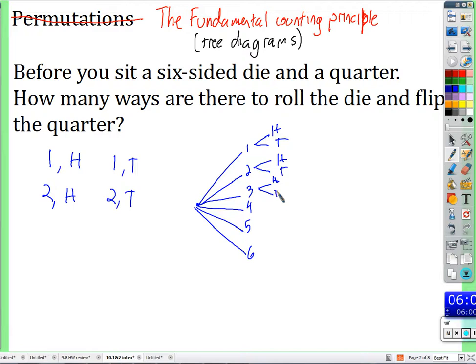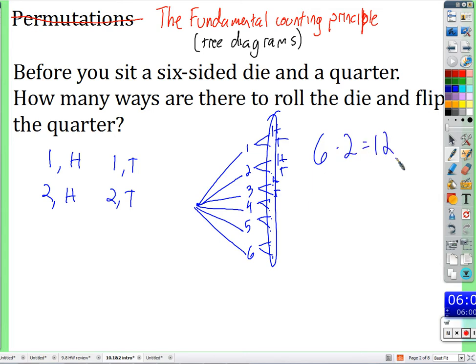And we start to get the idea. Then we just want to count how many ends there are of all the branches. Well, there are 6 branches here on this tree. Each of these 6 branches has 2 branches coming off of it. So there's a total of 12, 6 times 2.